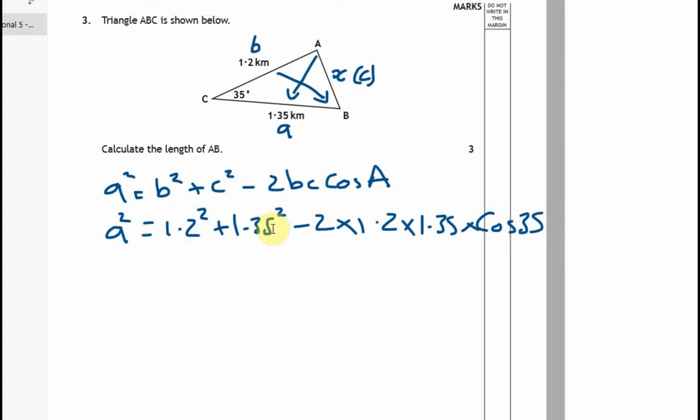Okay, calculator time. Let's see. I've got 1.2 squared plus 1.35 squared, and I'm just going to put that in a bracket, just so my calculator doesn't do anything silly. So that term is in a bracket. In my calculator, it actually looks like this. That's my positive bit. And then I'm going to put this bit here in a bracket as well. That's just the way I like to lay it out.